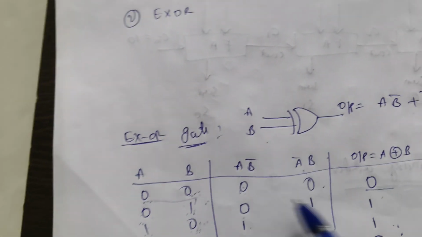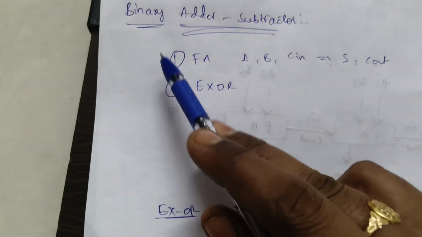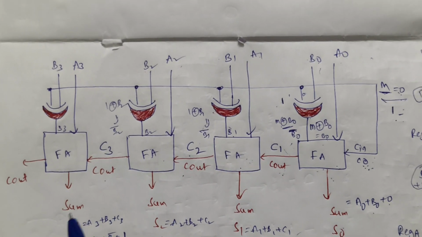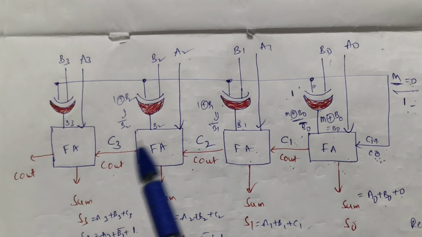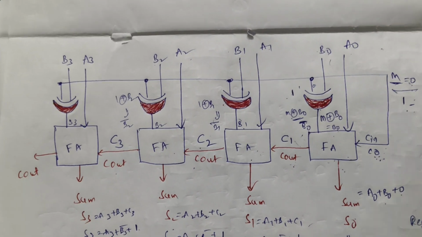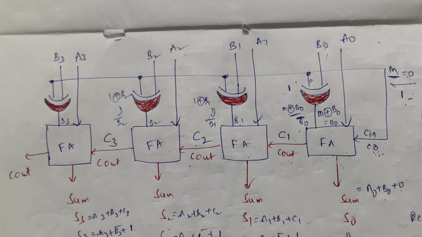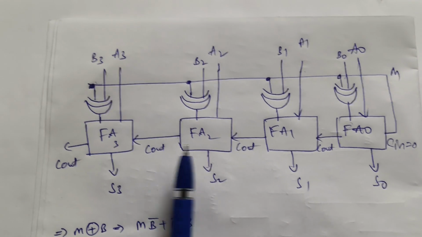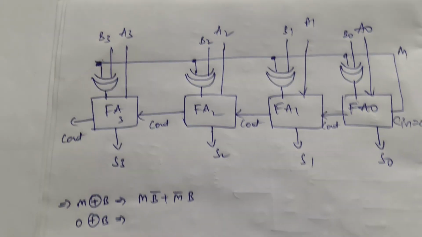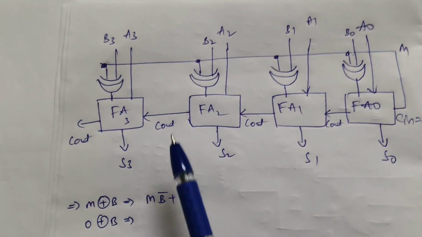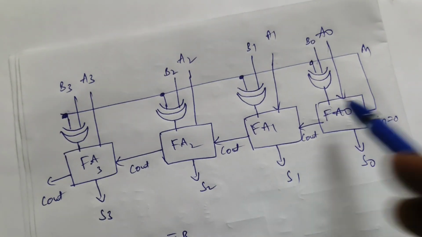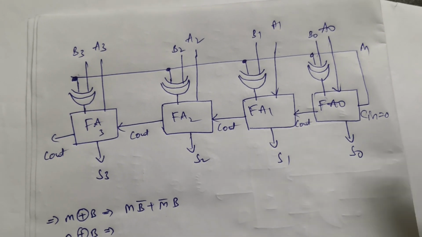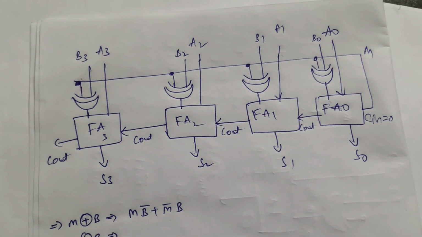With the help of this XOR gate and full adder, we are now going to construct the binary adder and subtractor. This is the basic block diagram of a binary adder and subtractor. I am explaining the operations of addition and subtraction individually. For the adder and subtractor I am taking the same circuit, and only changing the conditions. Here we are performing operations like addition or subtraction on two binary numbers.